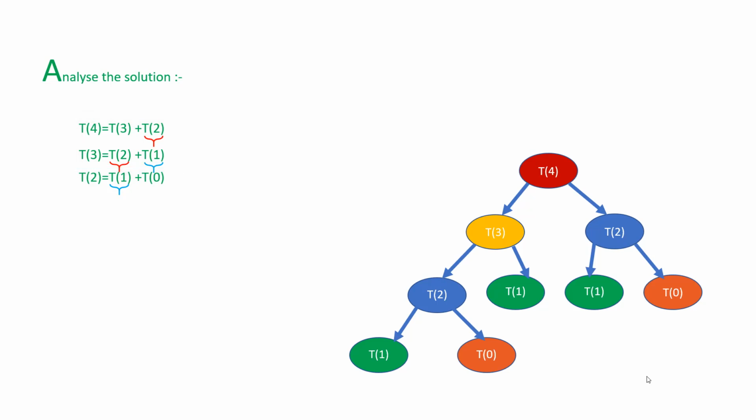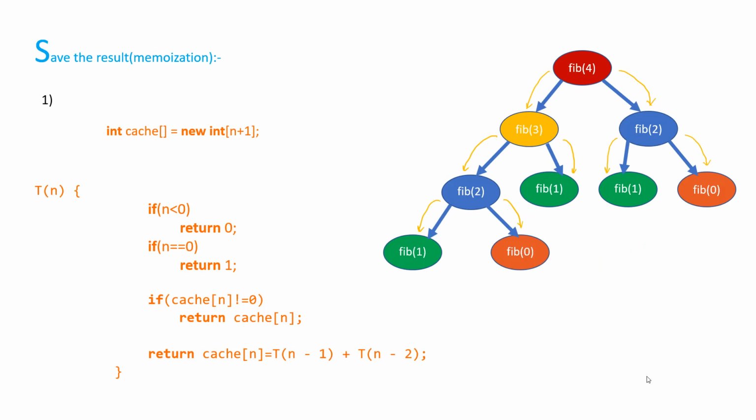In the same way, for T3 and T2, T1 is an overlapping problem because we are going to solve it again and again. As we know, there are a lot of overlapping problems. So we have to come up with some caching mechanism so that we can save the result and retrieve it in future whenever we need it. We are not going to compute the same thing again and again. So from the first method, S stands for save the result, and this technique is also known as memoization.